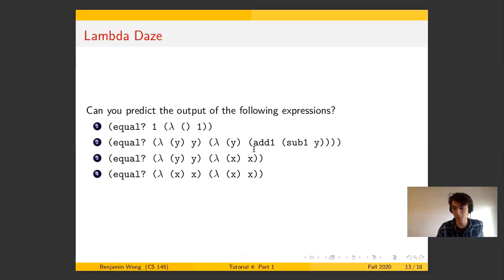Can you predict the output of the following expressions? This first expression, we're checking for equality between 1 and lambda of empty of 1. Lambda empty of 1 always outputs 1, and 1 always outputs 1. If things are judged on equality by their output, we should expect these two to be equal.